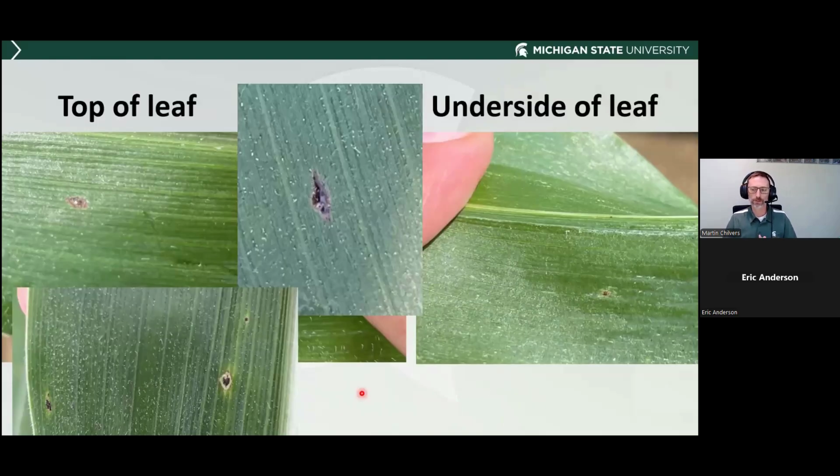So the first thing you need to be able to do is to be able to identify this disease. We've already had false alarms due to insect frass or bug poop out there on plants. It looks very, very similar.